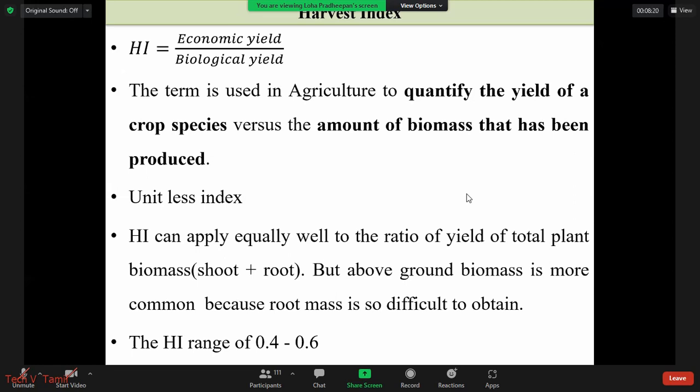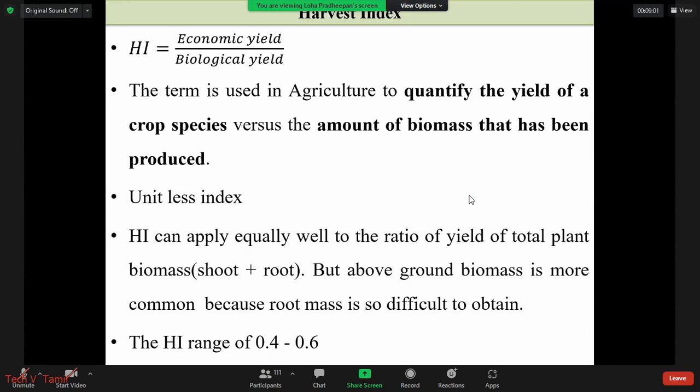The last parameter we are going to look into is the harvest index. Harvest index means economical yield divided by the biological yield. Economical yield means, within the crop, which part we are using for economic or consumption purposes. That is the economical yield. If we take paddy, the panicle and the grains are the economic part; if we get the weight of the grain, that is the economical yield.